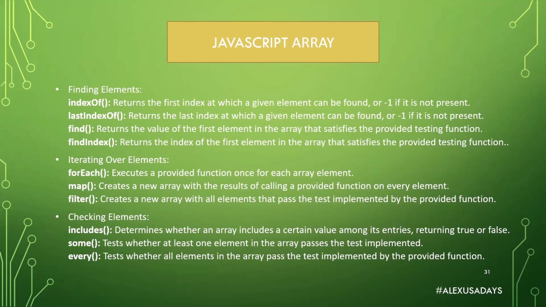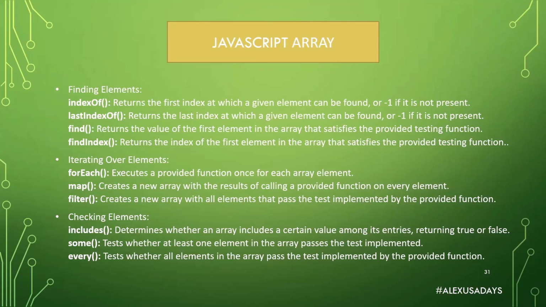You can do lastIndexOf, which returns the last index at which a given element can be found, or -1 if it's not present. You can use find, which returns the value of the first element in the array that satisfies the provided testing function. You can do findIndex, which returns the index of the first element in the array that satisfies the provided testing function.